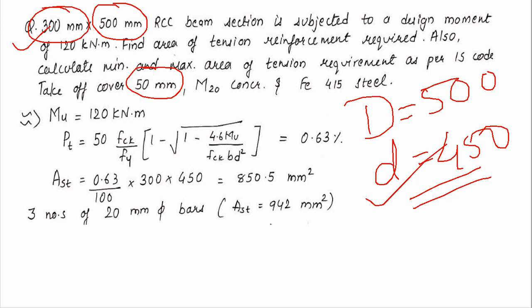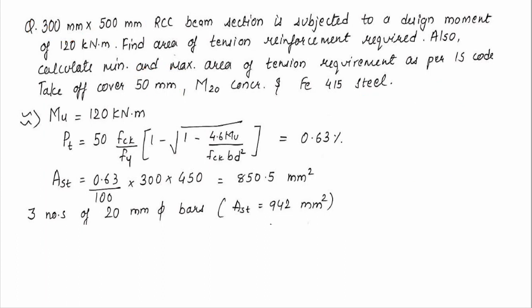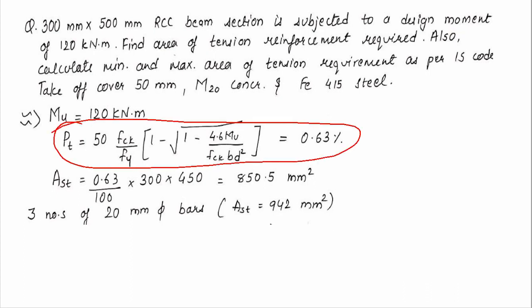So moving further, we need to find area of steel, that is AST. And again, to find area of steel, we always go by the equation or go by the step to find PT. So the first step of ours will be to find PT. Mu is already given in the question as design moment of 120. So Mu will be 120 kilonewton meter, and we will be finding PT by this equation. 50 FCK by Fy. FCK is 20. Fy is 415. 1 minus under root 1 minus 4.6 Mu.